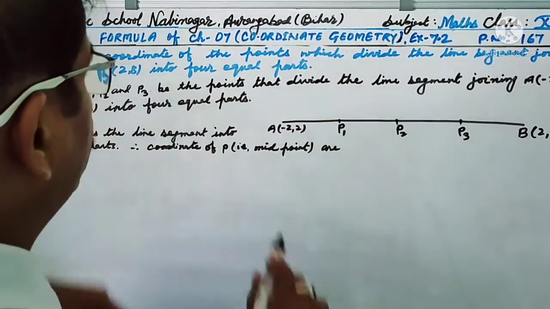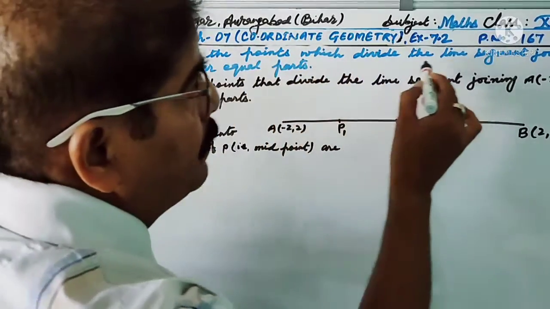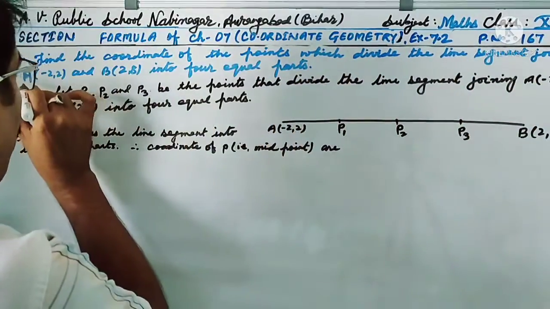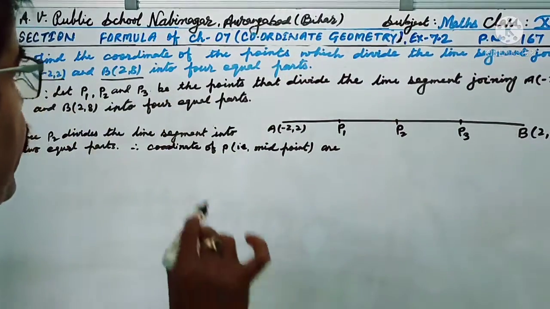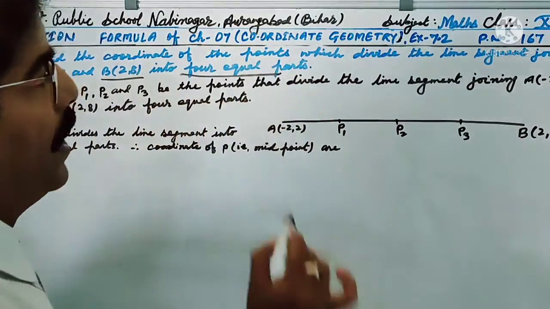And the next question is question 9: Find the coordinates of the points which divide the line segment joining A (-2, 2) and B (2, 8) into 4 equal parts.